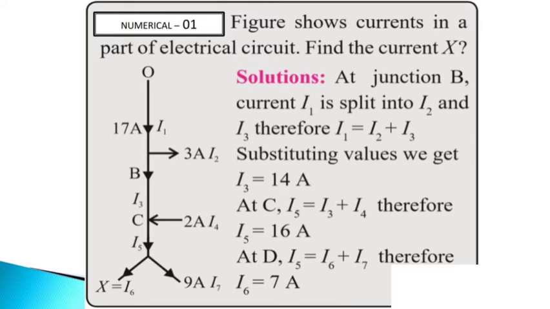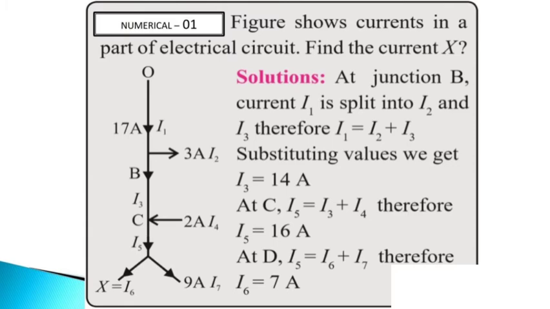Now we will try to solve one numerical on the basis of Kirchhoff's first law. In this diagram, we can see there are currents which split into different forms, that is I1, I2, I3, I4, I5 up to I7. But you have to find out X. The solution is that at junction B, the current I1 is split into I2 and I3. Therefore, I1 is equal to I2 plus I3. When we substitute the value, we get I3 is equal to 14 amperes.